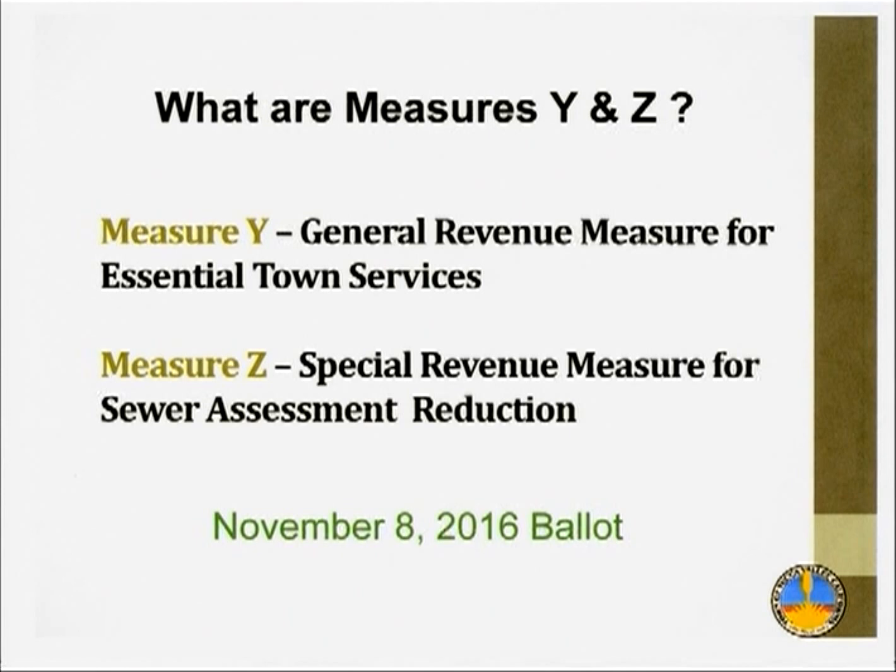So, what are Measures Y and Z? Measure Y is a general revenue measure for essential town services, and Measure Z is a special revenue measure for sewer assessment reduction. Essentially, both of these measures are tools the community could use to address long-standing concerns dealing with public safety, streets and roads, and the high cost of the town-wide sewer project.